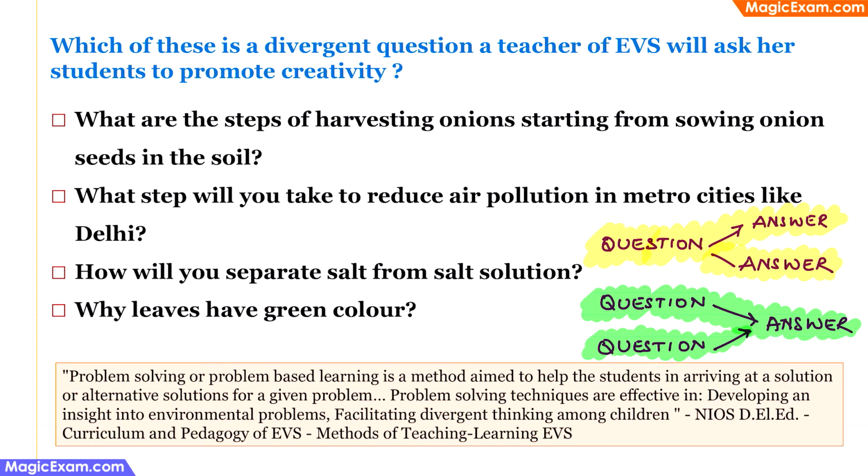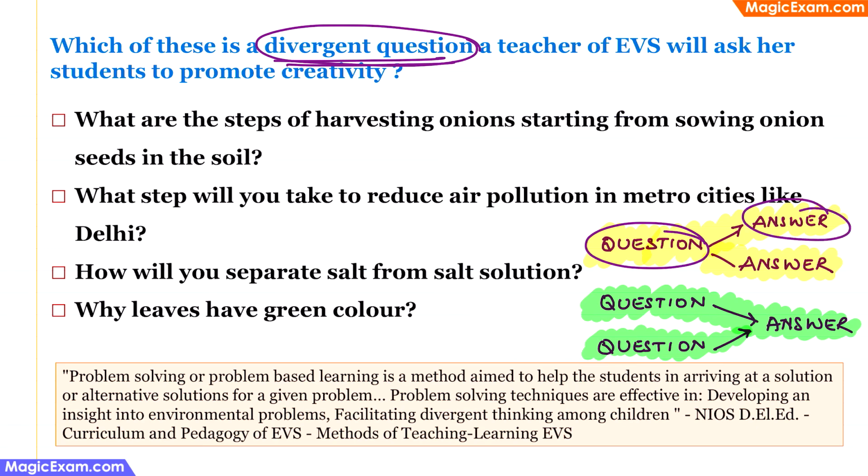Which of these is a divergent question? A teacher of EVS will ask her students to promote creativity. Now before answering this question, we have to understand what this divergent question is all about. A simple way of remembering this is, if a question is leading to multiple correct answers, then that is a divergent question, because the answers are diverging from the question.